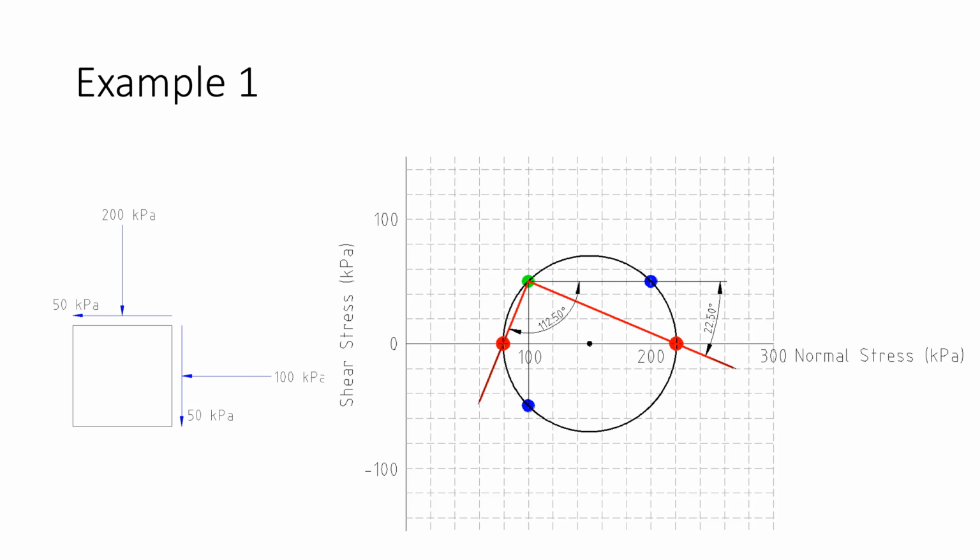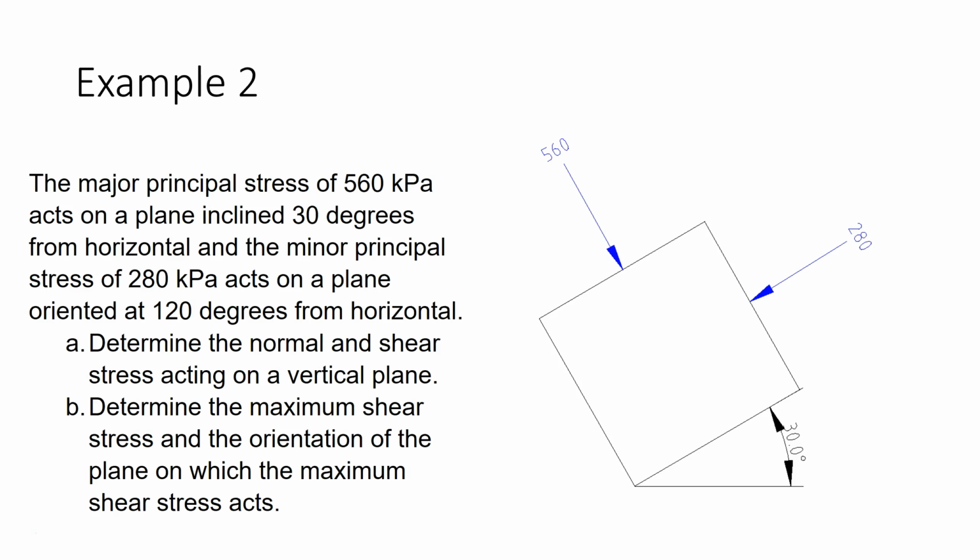And so now we can see that the major principal stress is acting at an orientation of 22.5 degrees, and the minor principal stress at an angle of 112.5 degrees, both counterclockwise, or clockwise, I should say, from the horizontal. So that's example 1. Let's look at example 2.